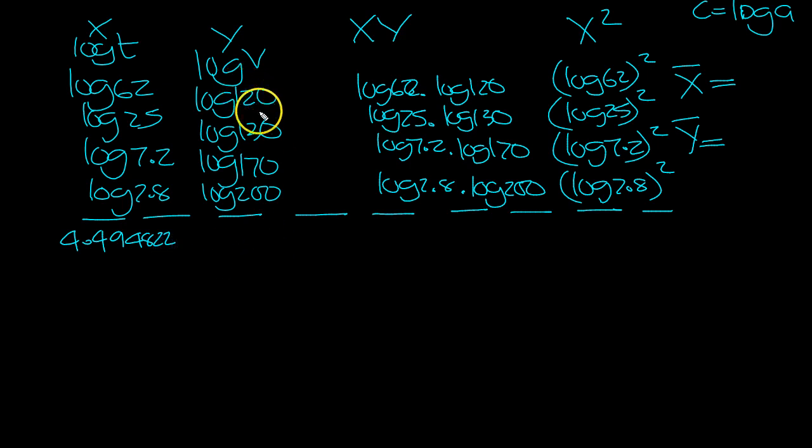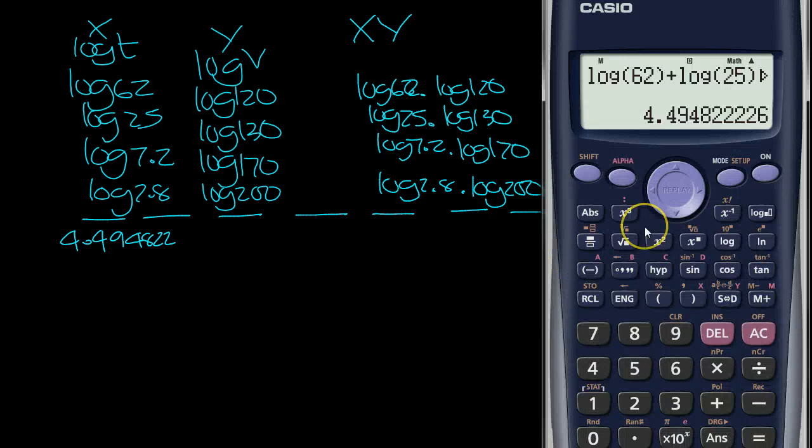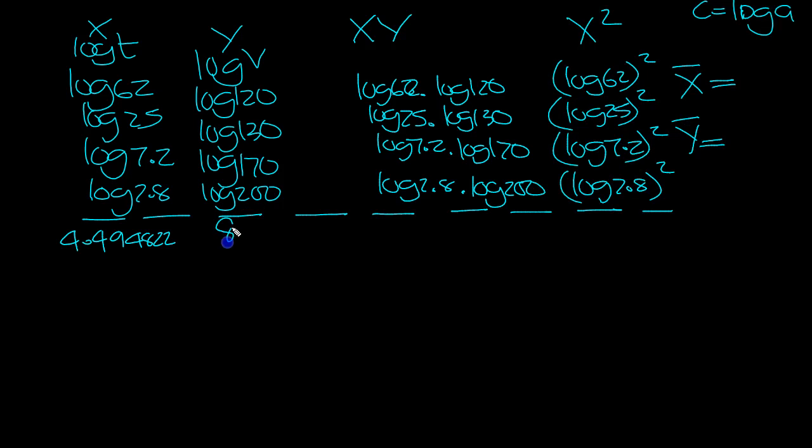And then we want the next one, these. So I'm just going to type them in. Log 120 plus log 130 plus log 170 plus log 200, 8.72460. Okay, now we do the products.